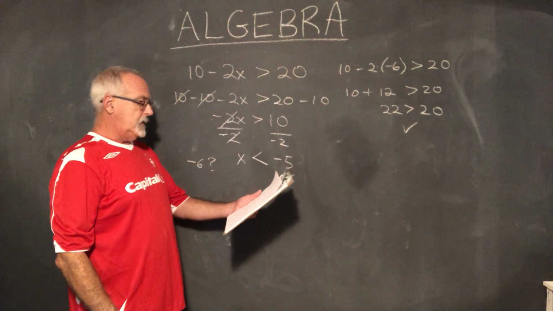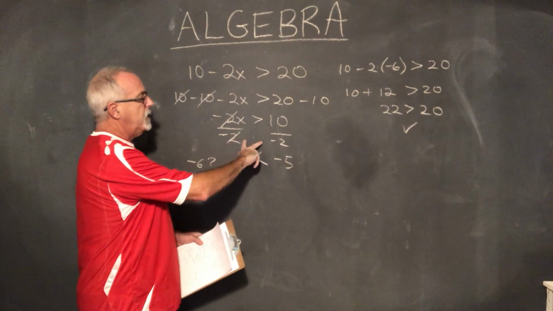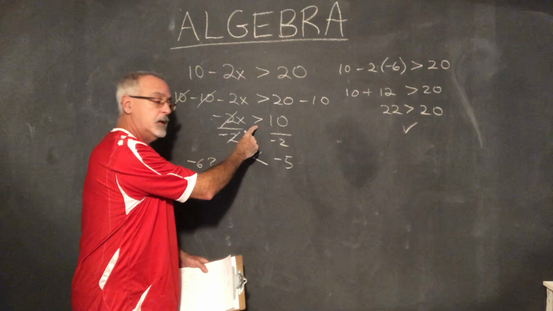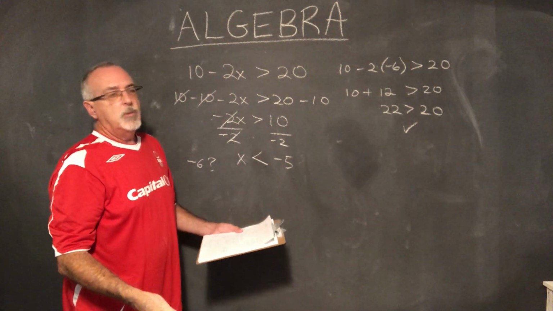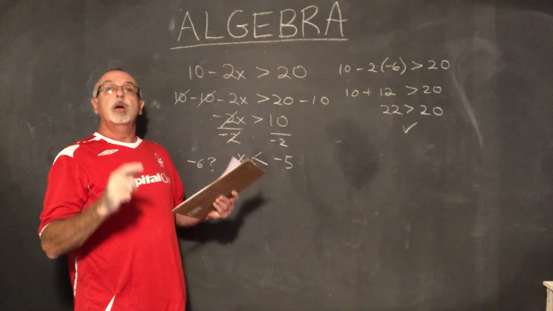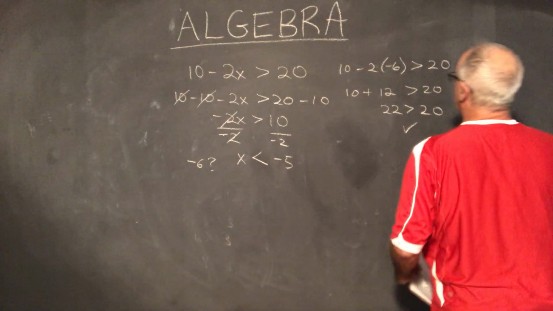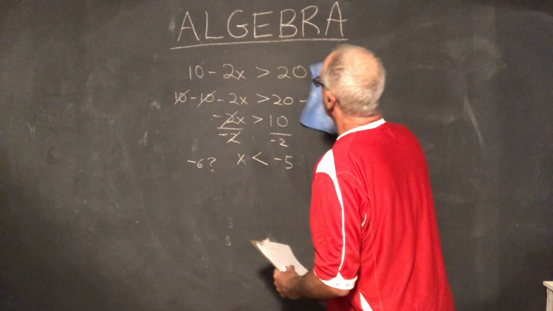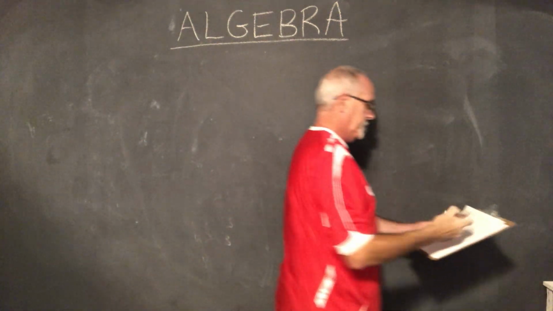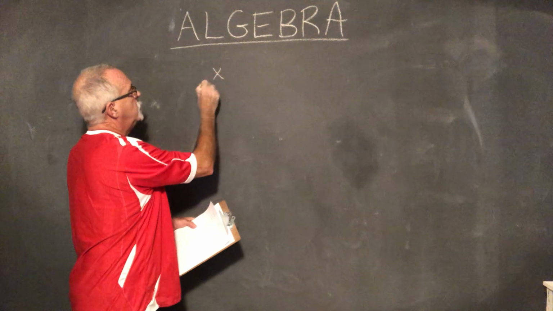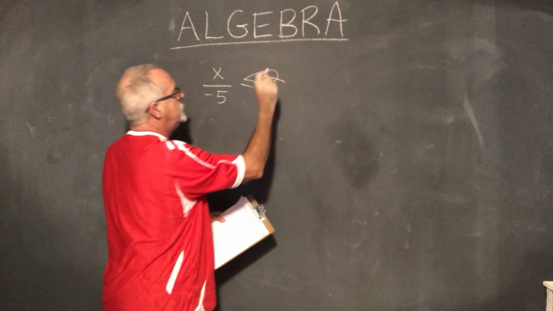That's kind of interesting. So the rule is, whenever you find yourself dividing both sides of an inequality by a negative number, you have to flip the symbol. But not only when you're dividing both sides by a negative number. When you are multiplying both sides by a negative number, you have to flip the symbol. So let's do one that looks like that. Here's a quick little one. X over negative 5 is less than or equal to 2.